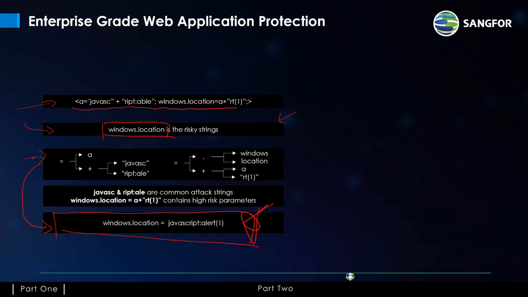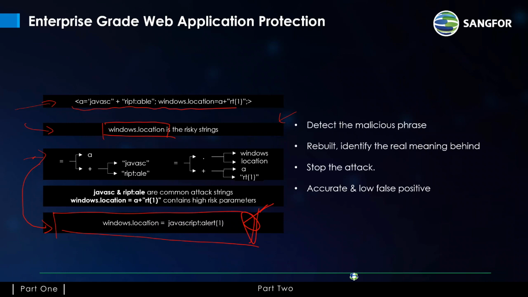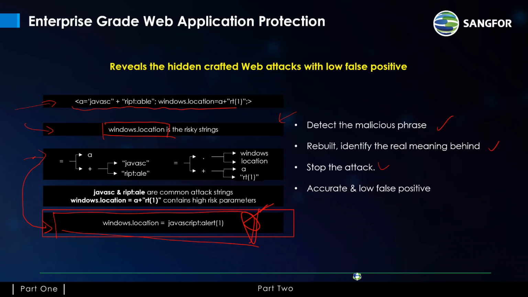So we have a deep forensic process. We're not just stopping based only on keywords. We have a more detailed, step-by-step analysis of the whole phrase, so it can still detect the malicious phrase. We rebuild it and get the real meaning behind it to reduce false positives, and finally we are able to stop the attack. In short, this way we help reveal hidden, crafted web attacks at a lower false positive rate. That's the reason we provide stronger protection compared to other firewalls that have a WAF.